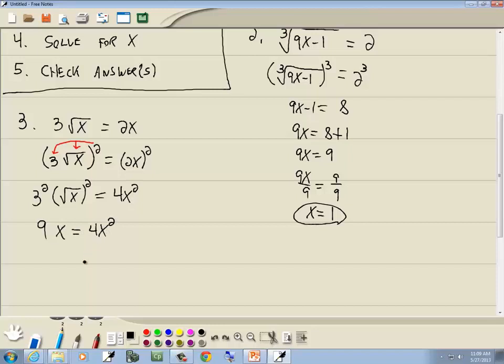9x equals 4x squared. Step 3, if you have more radicals, go back to step number 1. We don't have any more. Step 4, solve for x. Here we have an x squared, a quadratic.